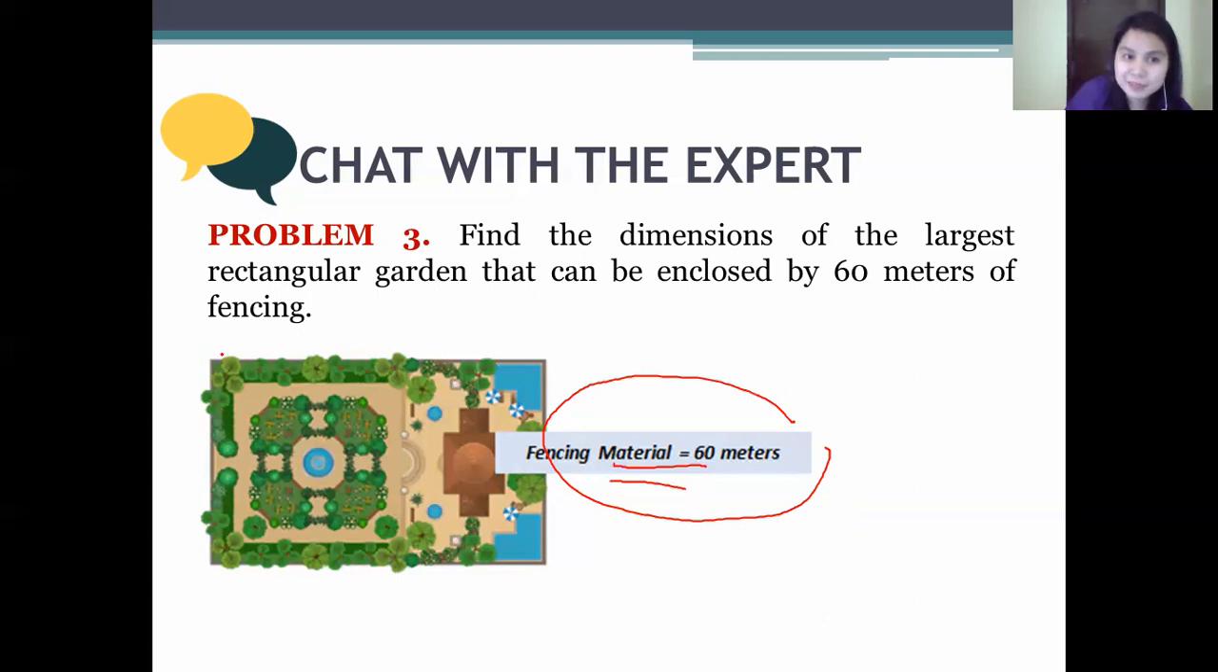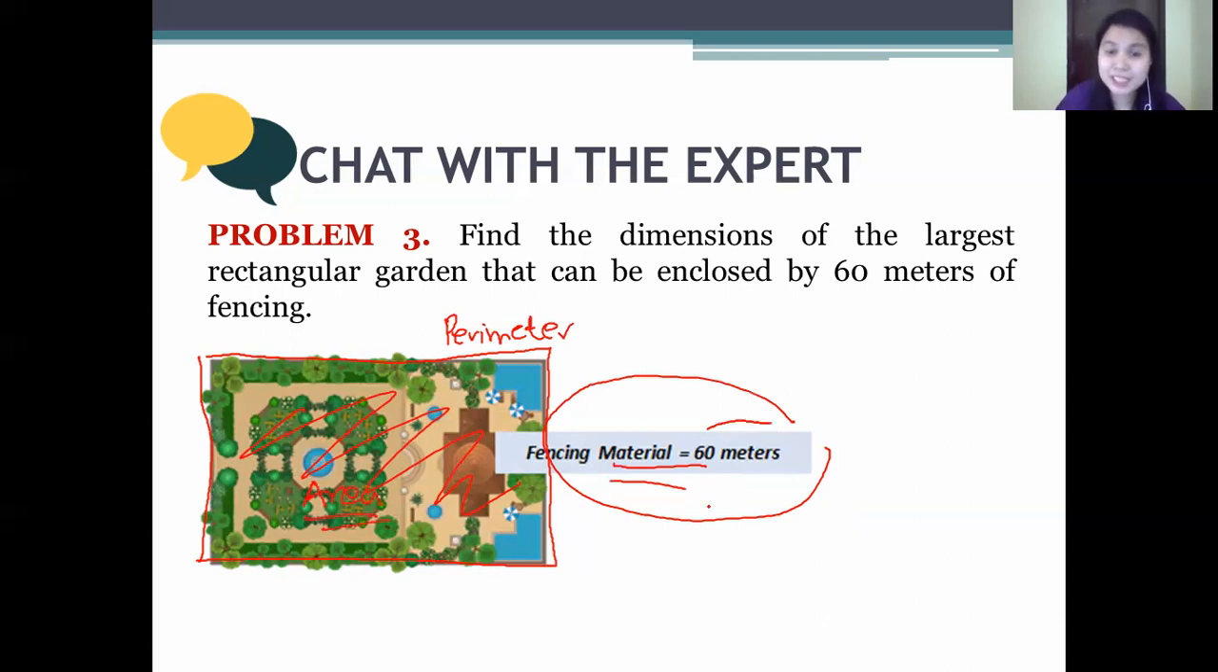If we say fencing material, it's only this one outside. And remember, the fencing is called perimeter. The one inside refers to the area. Since we are just talking about a fencing material, then this 60 meters is the perimeter of the whole rectangular garden. Now, remember the formula in solving for the perimeter?